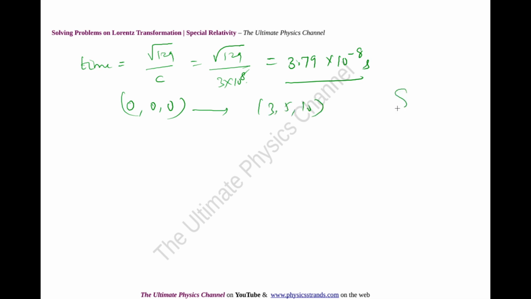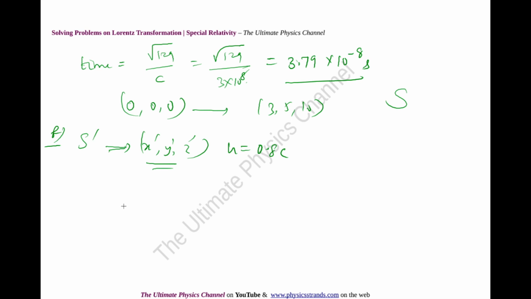In S frame. Now there is another part in this question, right? And there are two other parts actually. So let's deal with the B part first. In B part, what is asked? In another frame S prime, the coordinates of this event are x prime, y prime, z prime. And if that frame moves at a speed of 0.8 c, what are these coordinates? That's the question.